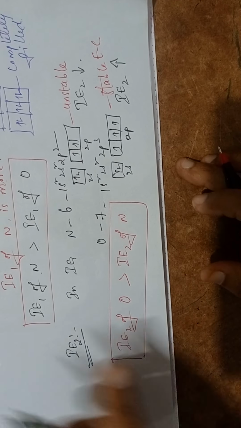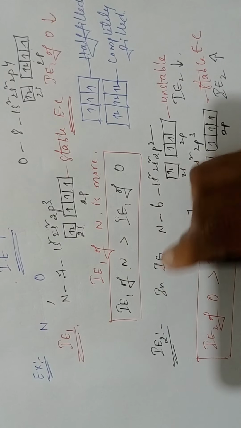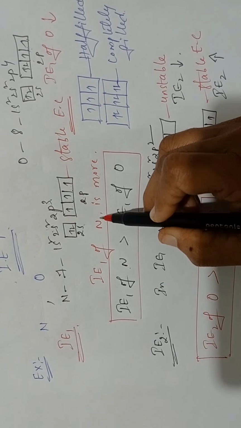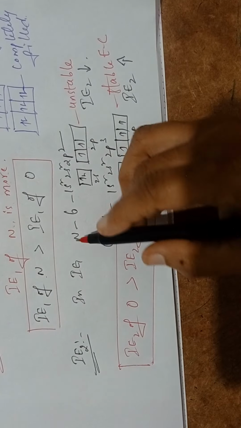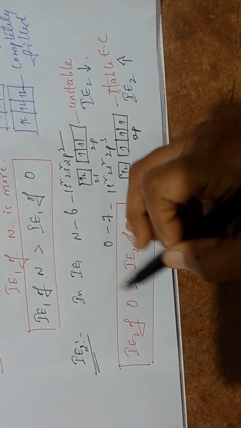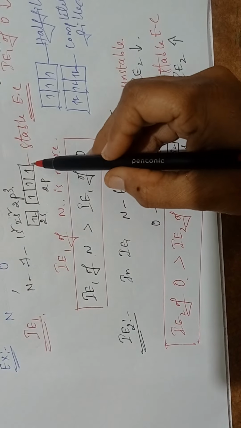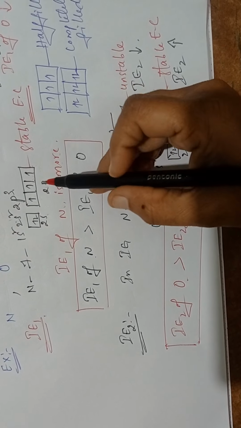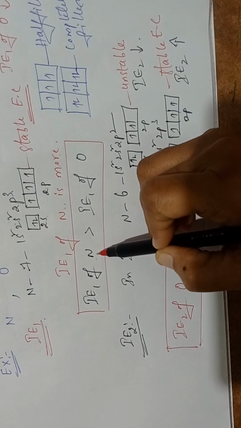Understanding, students? Clear this one. IE1 of nitrogen is more. In the IE1 of nitrogen, nitrogen has a stable electronic configuration. That's why removing the electron is very difficult and more energy is required. That's why IE1 of nitrogen is more.